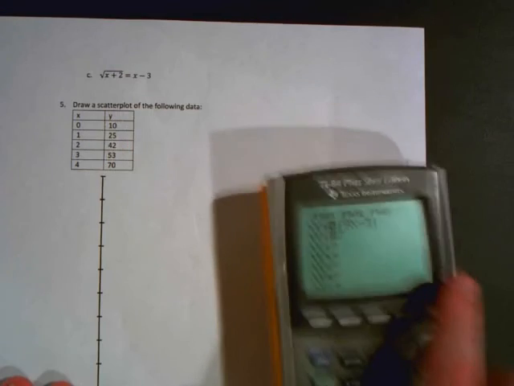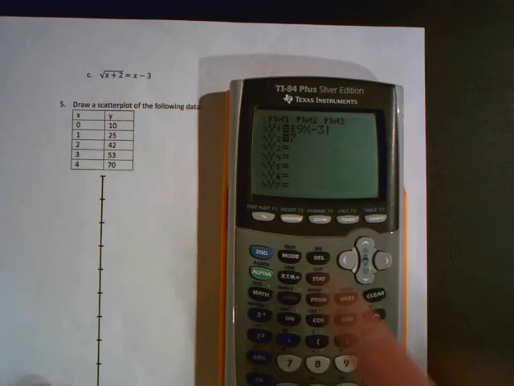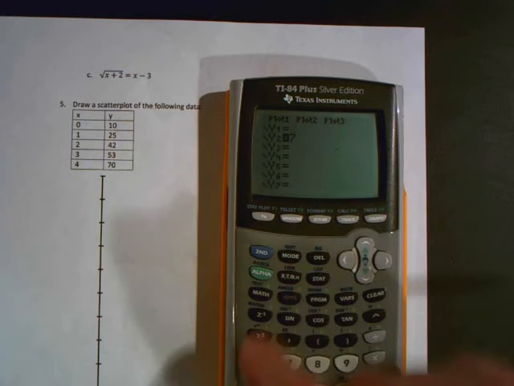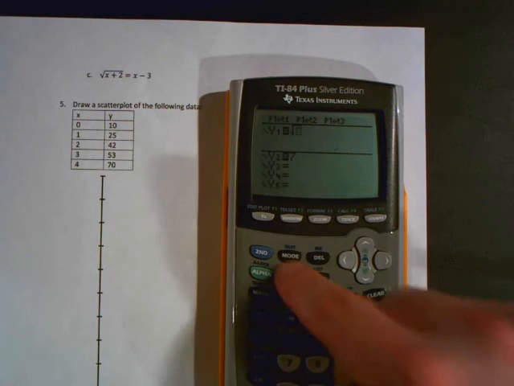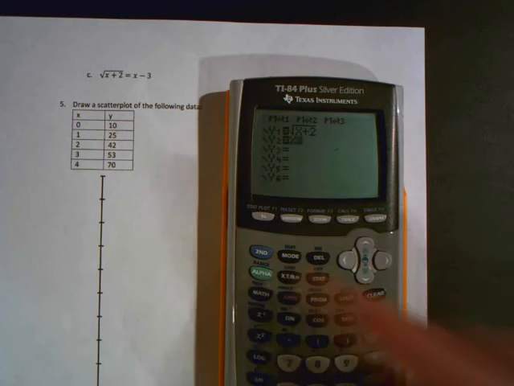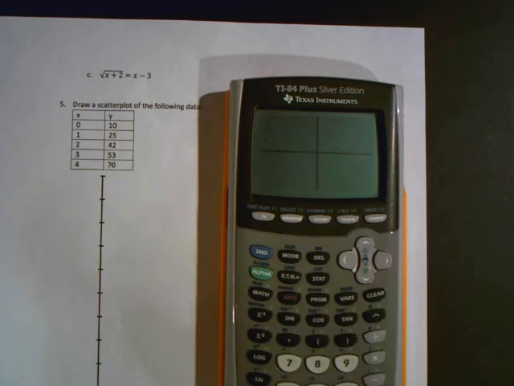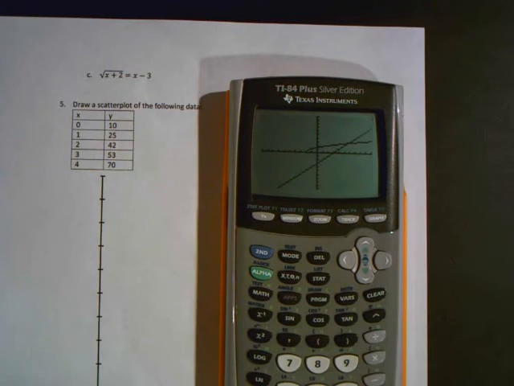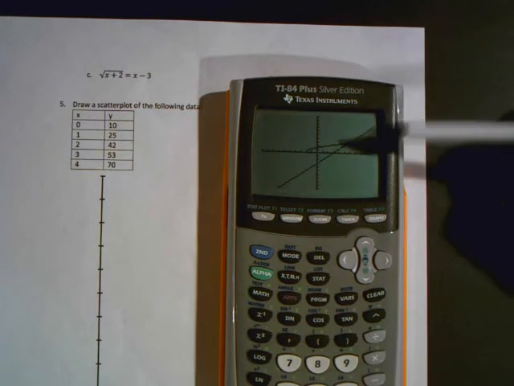Alright, so let's try that with one more equation. Again, this one, I would type in square root of x plus 2 and x minus 3. Draw the picture. And it appears as though these two cross at one point.